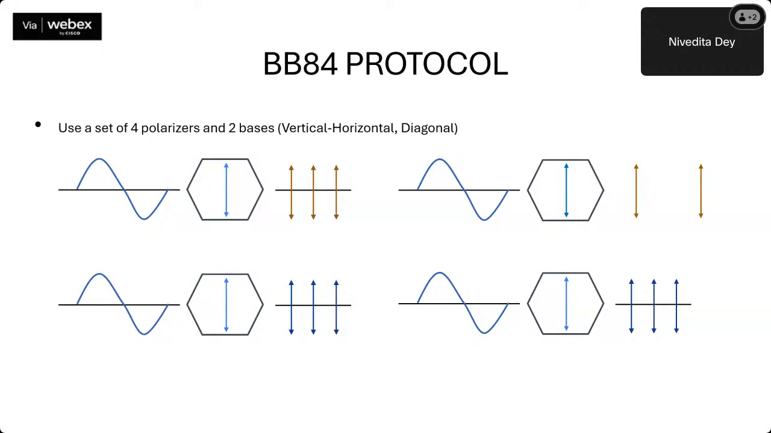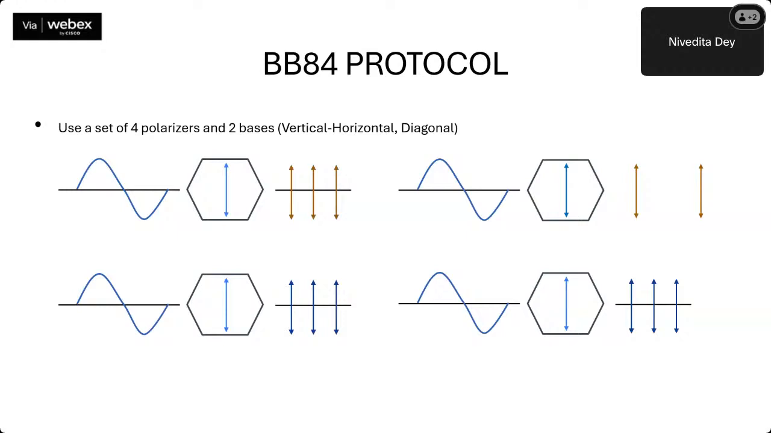Okay. So whenever there is a niche technology, the challenges in terms of R&D and upscaling are very difficult to justify. It uses a set of 4 polarizers and 2 bases. I discussed just now that the bases can be either a vertical-horizontal basis, which is kind of a plus, or a diagonal basis, which is kind of a minus, where plus 45 and minus 45 are encoded.